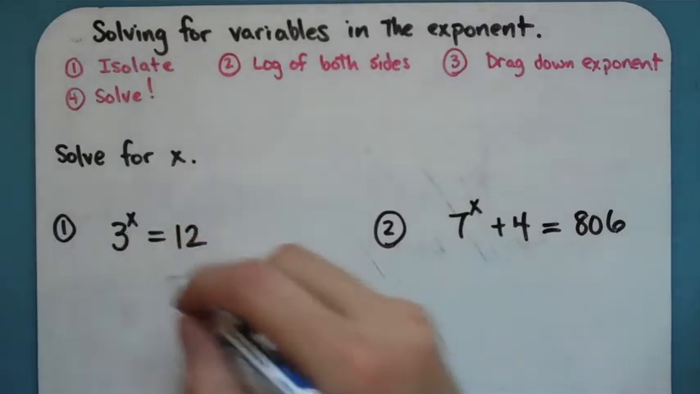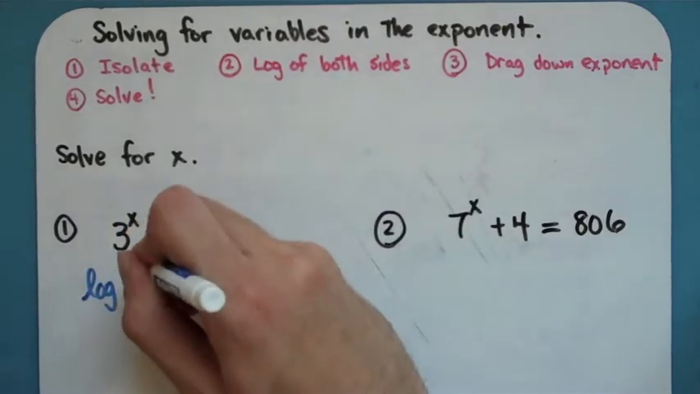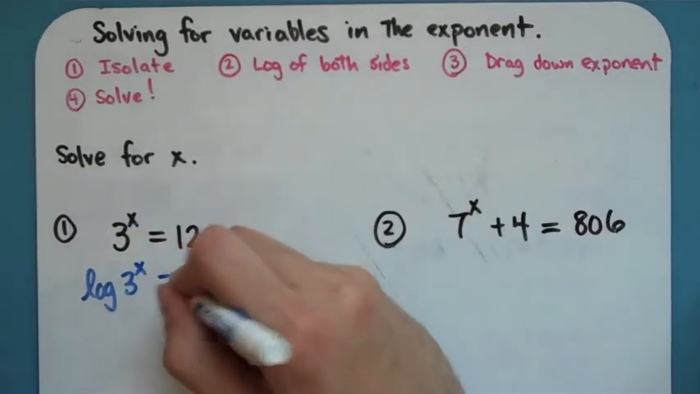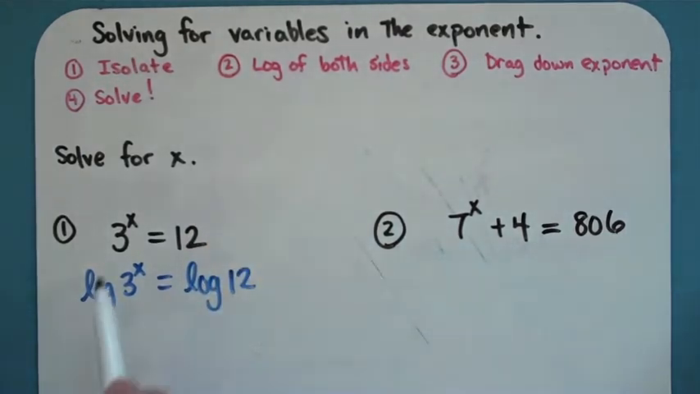So what I'm going to do on this problem right here, just like I can do stuff to whatever I want to both sides of an equation, I can add 7 to both sides, divide both sides by 2, I'm going to take the log of both sides of the equation. So I put a log in front of this side and in front of this side.